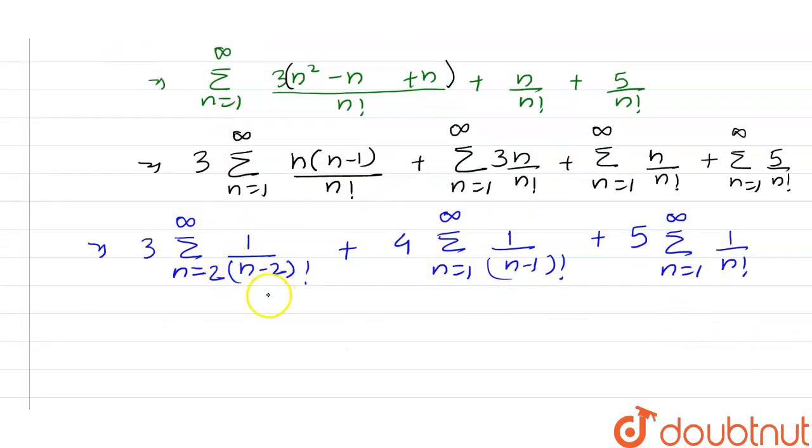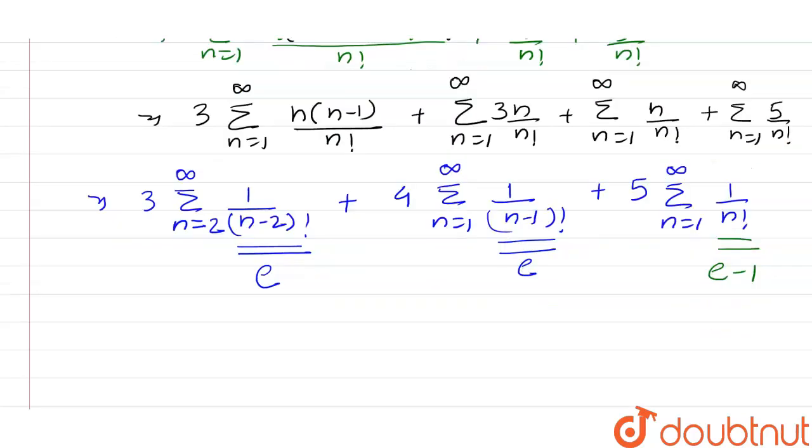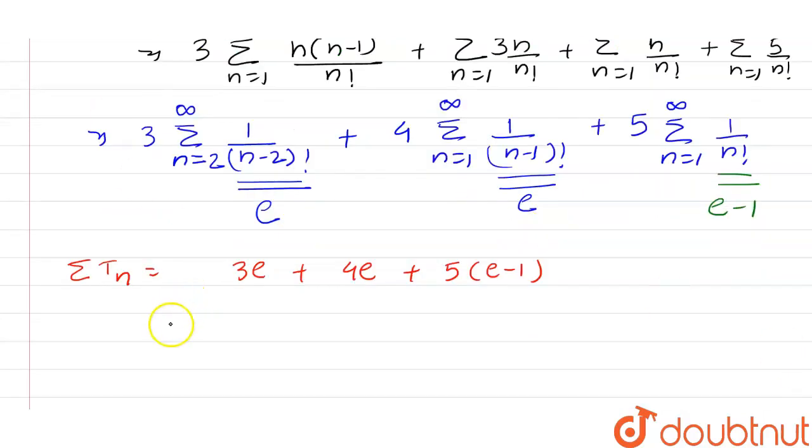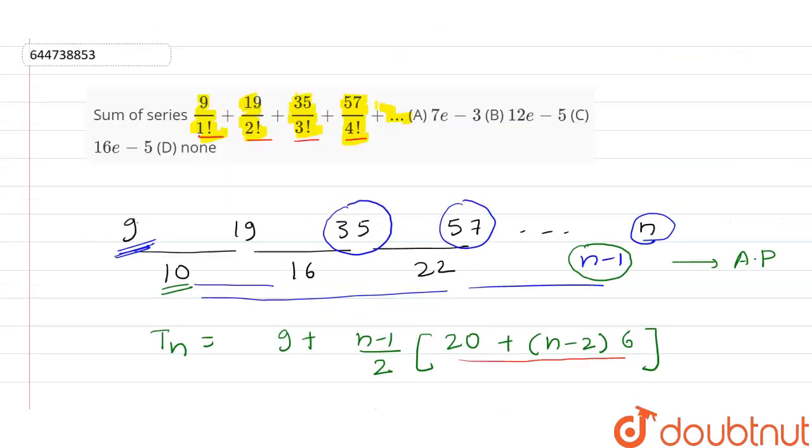Now from here we can see that this is a series of e, this is also a series of e, and this is a series of e minus 1. So if we put in the values, we get sigma Tn is equal to 3e plus 4e plus 5 into e minus 1. If we solve this, we get 12e minus 5. So guys, this is the answer for this question. Now if we check our options, we can see that option number 2 is correct.